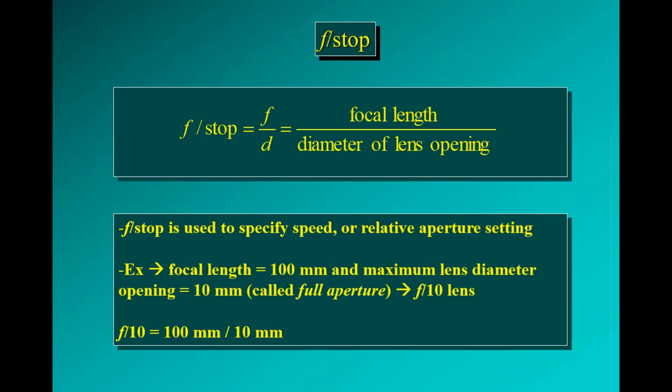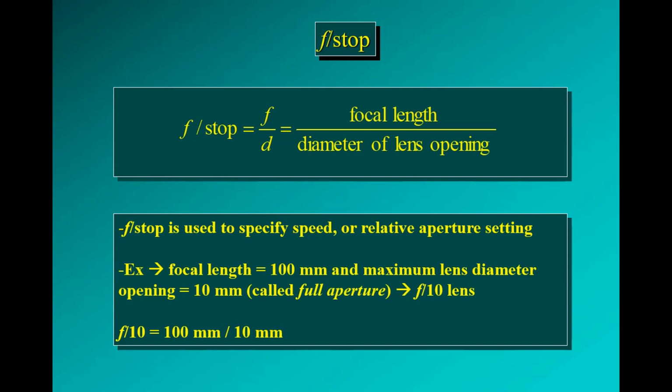An important concept in aerial photography image acquisition is that of f-stop, and that is computed with this equation here. So it is simply f over d. In it, little f is the focal length, and little d is the diameter of the lens opening. So we just take focal length divided by that diameter, and the f-stop is used to specify the speed or the relative aperture setting. So for example, if we have a focal length of 100 millimeters and we have a maximum lens diameter opening of 10 millimeters, which we would call full aperture, if that's our maximum lens diameter opening, we would say then that we have an f10 lens.